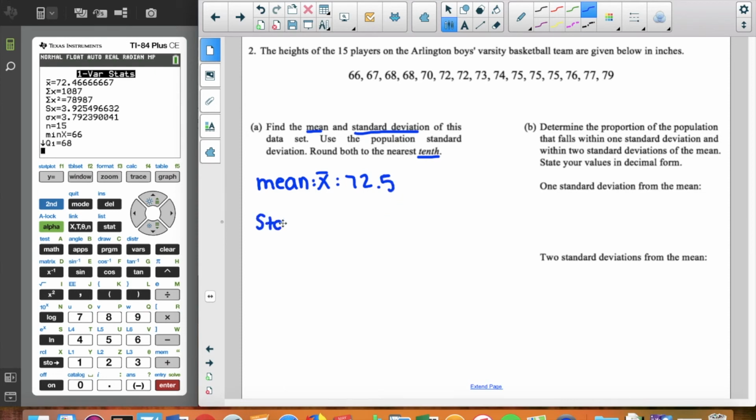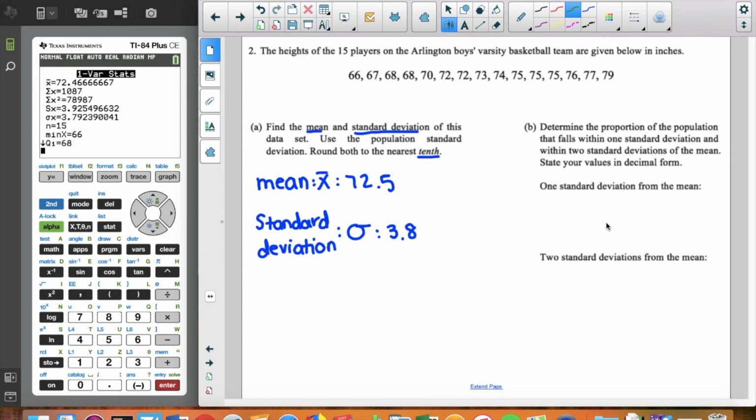Our standard deviation, which is represented by this Greek letter here, is 3.7923, but we're rounding to the nearest 10th, so it's going to be 3.8. Okay, so part A is done. Let's look at part B. It says determine the proportion of the populations that lies within one standard deviation and within two standard deviations.